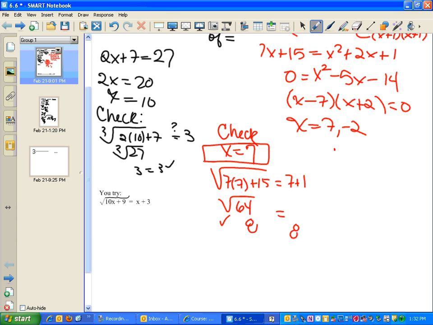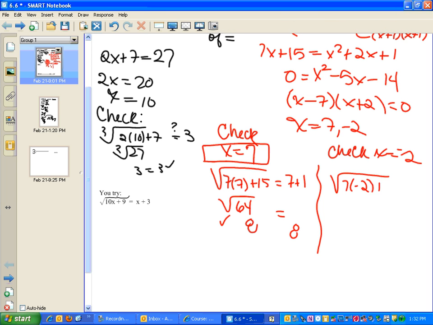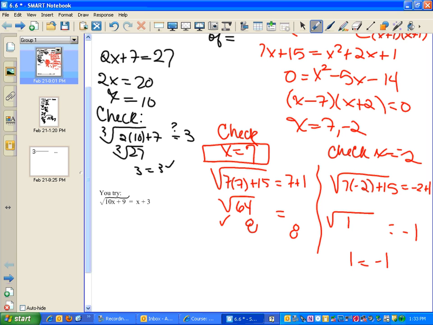So now I need to check x equals negative 2. And so under the square root, I'm going to have 7 times negative 2 plus 15. Does that equal negative 2 plus 1? All I'm doing is plugging in my negative 2 for my x, correct? Are you with me? So this is going to give me the square root of 1. Does that equal negative 1? What's the square root of 1? 1. Does 1 equal negative 1? No. So therefore, negative 2 is really not an answer. It's an extraneous root.